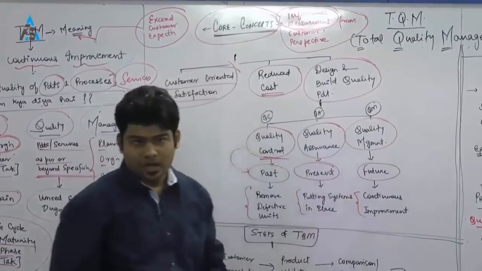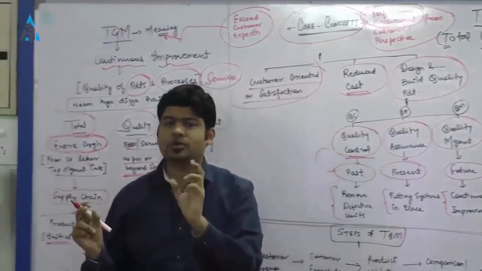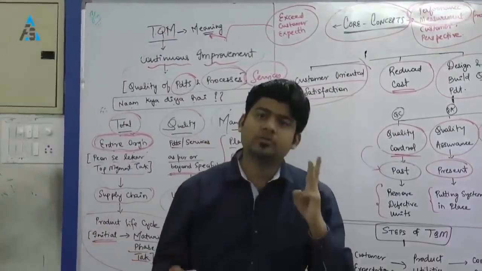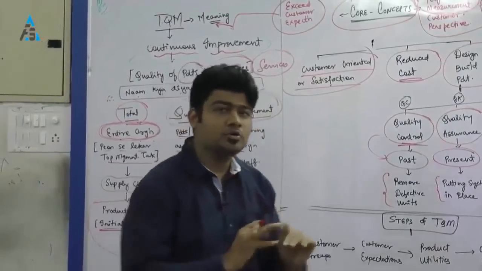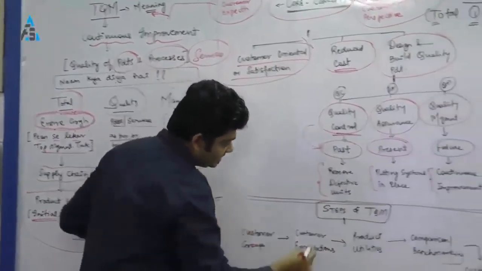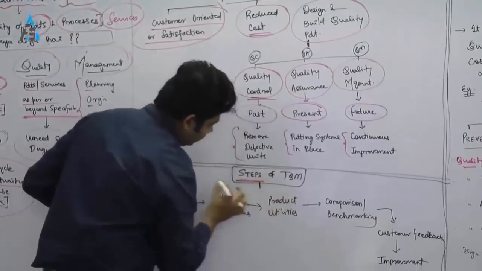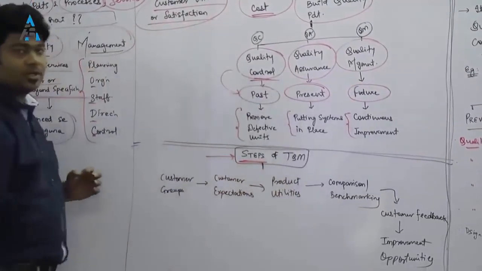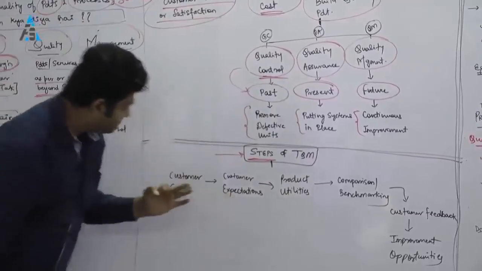So now we are clear with what exactly is TQM and what the core concepts of TQM are. The third aspect is how you implement TQM. Implementation is basically nothing but the steps of TQM. What are the steps of TQM?